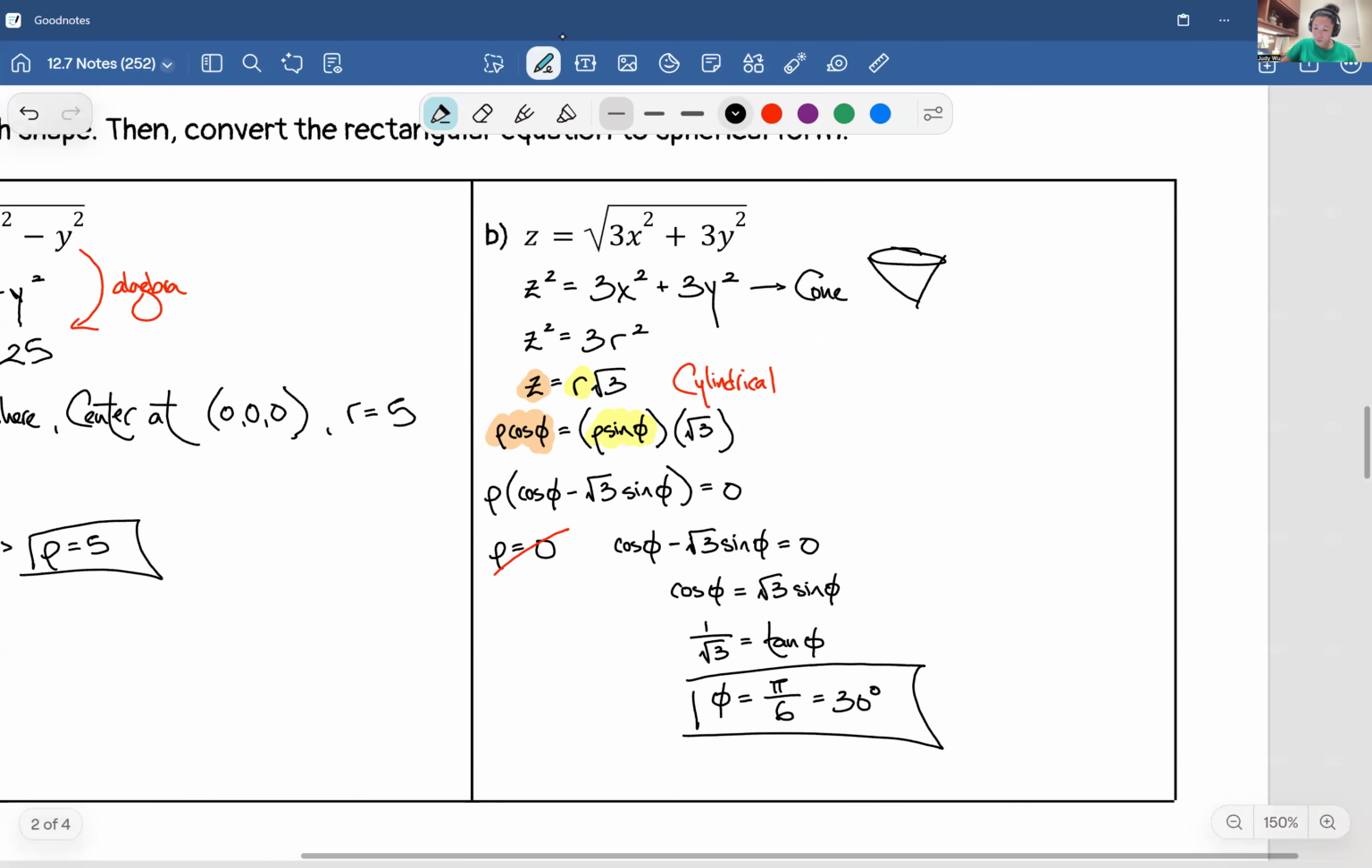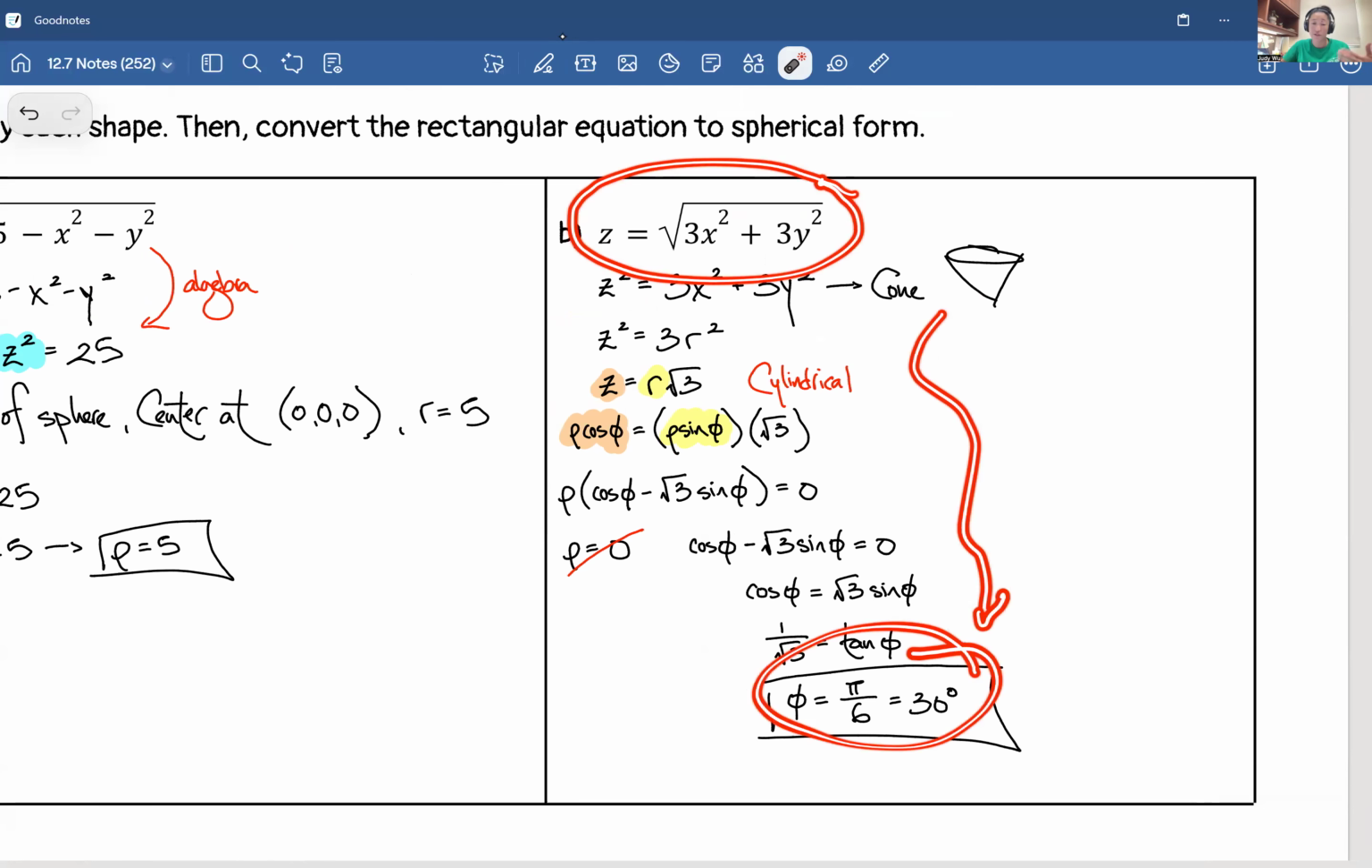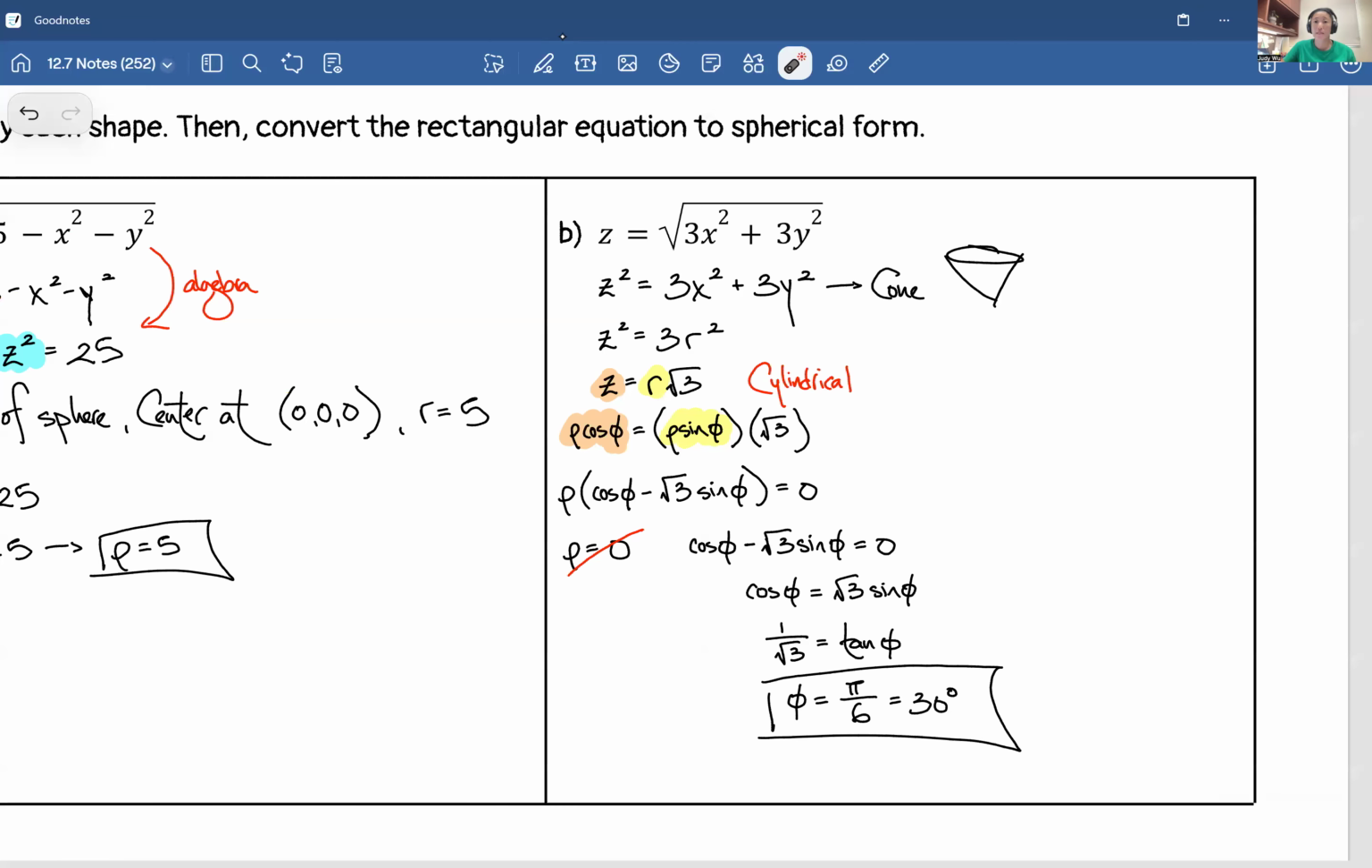And so if we look at what we have here, this equation is totally fine in rectangular form. Look at all this work we had to do to get to the spherical form, but one of these seems like it's going to be a lot easier to integrate or differentiate than the other. And I hope we can agree that phi equals pi over 6 is just going to be easier to work with. Now, let's remember what phi is before we leave this video.